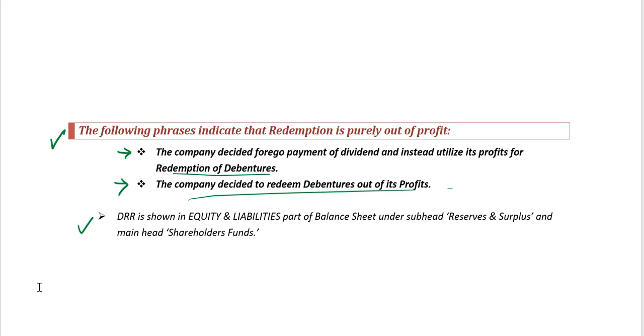Debenture redemption reserve is shown in the equity and liabilities part of the balance sheet under the head reserves and surplus and main head shareholders' funds. So we've seen all the provisions relating to Companies Act 2013 with respect to debenture redemption reserve creation. We'll move on to another important provision with regard to debenture redemption investment.